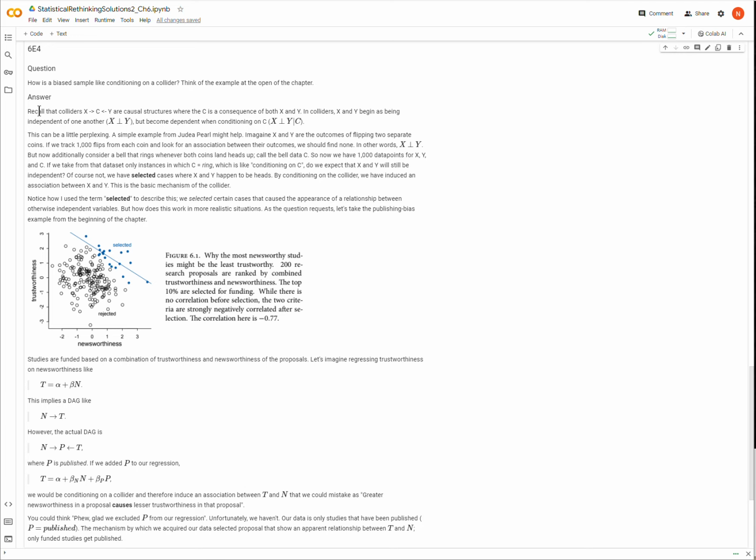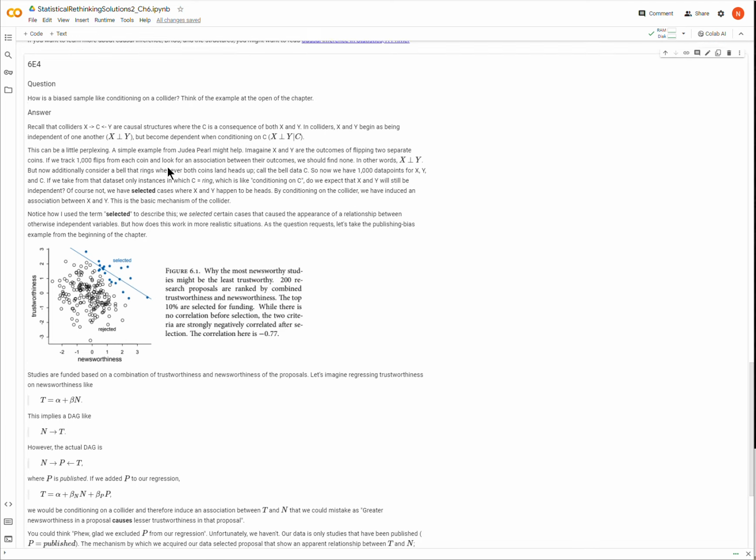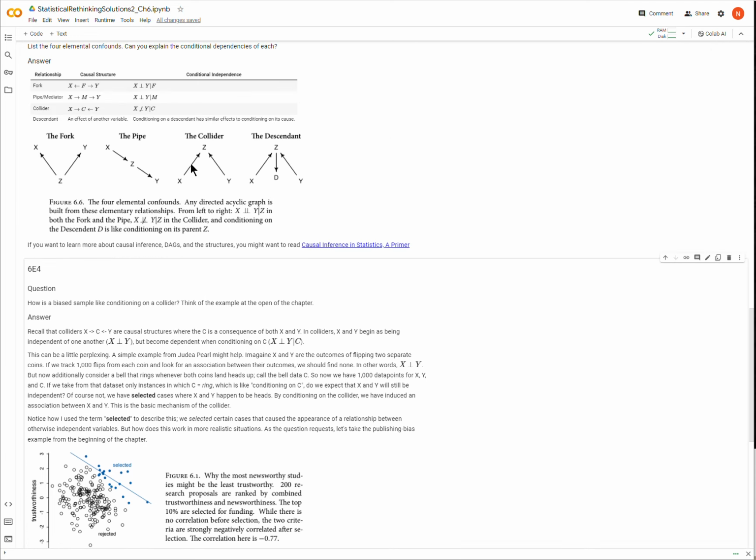So first, let's talk a little bit about what colliders are. So in the previous question, recall that colliders are where some variable, I call it C, this calls it Z, where some variable is an effect of two other variables, right? In this case, X and Y.